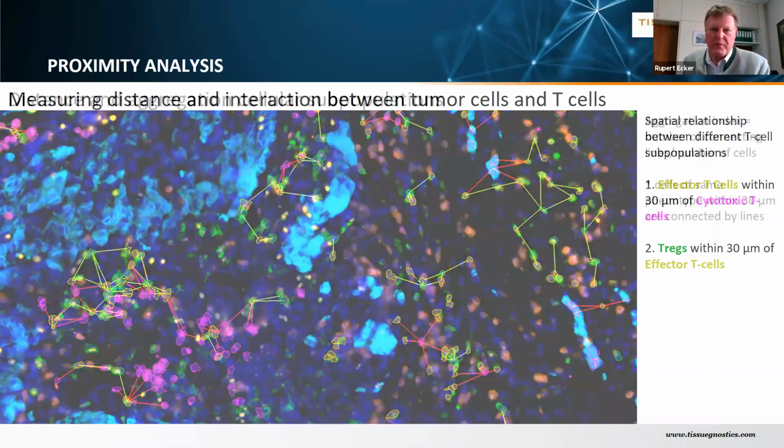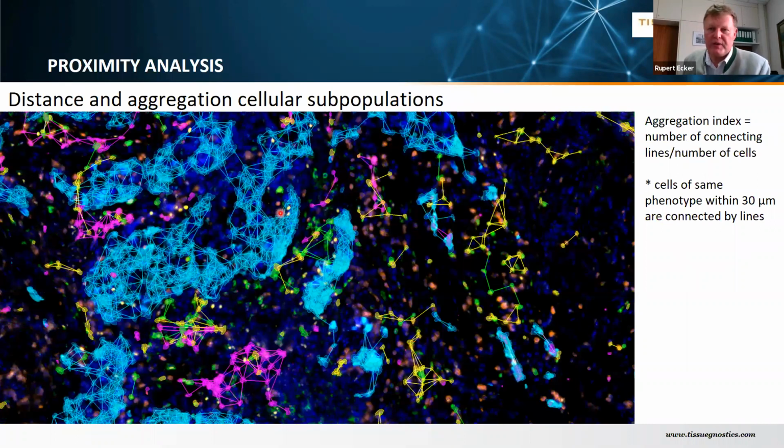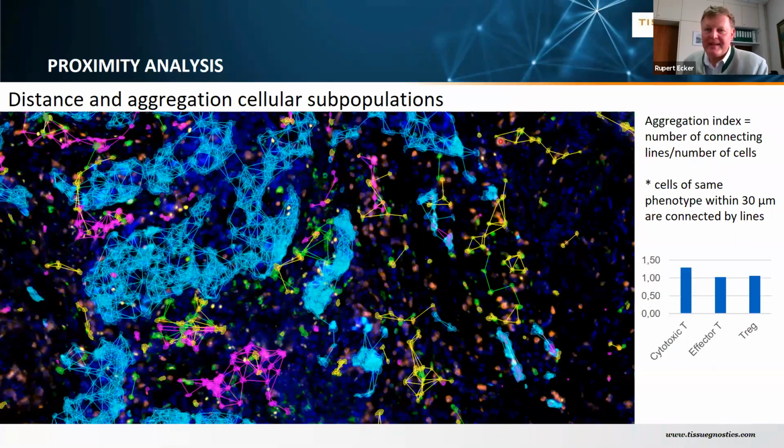And from this, we can calculate what is called an aggregation index. That is the ratio of the connecting lines per the number of cells which express a certain marker.